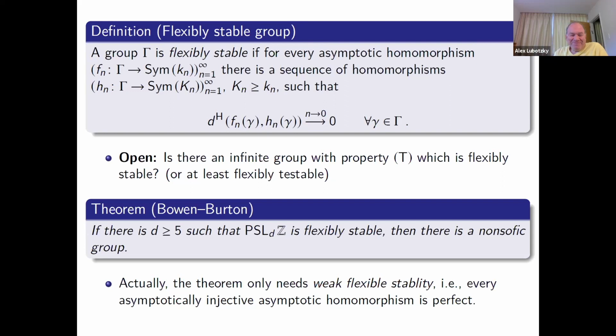I want to mention regarding this theorem of Bowen and Burton that, at least in the first version, it wasn't mentioned there, but they are actually not requiring the full strength of flexible stability, but of something that, following the paper of Jean-Stefan Panesco, I call weak flexible stability. They want this flexible stability not with respect to all asymptotic homomorphisms, but what they actually use is that every asymptotic homomorphism which is asymptotically injective is perfect. So this might be an easier problem than to prove that PSL_D(Z) is flexibly stable. You only need it for these things, which are actually the Sofic approximations of PSL_D(Z). Yeah, so this is worth noting.